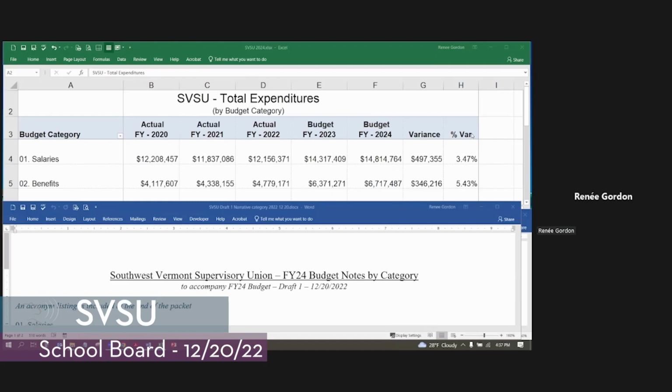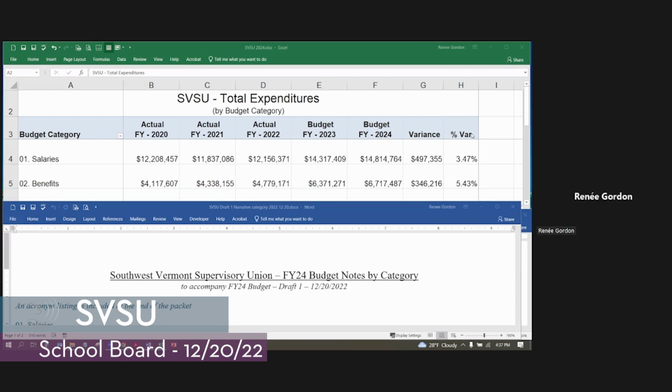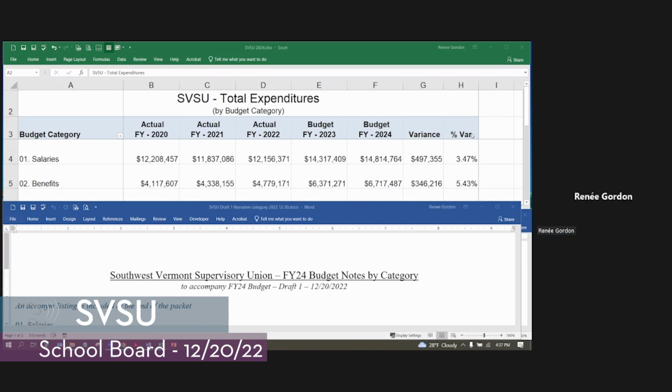Okay, so can everybody see that? The top half of the screen is showing the budget, and then the bottom half is the narrative. You can't read the narrative, but you can read the budget. So everybody should have hard copies too.